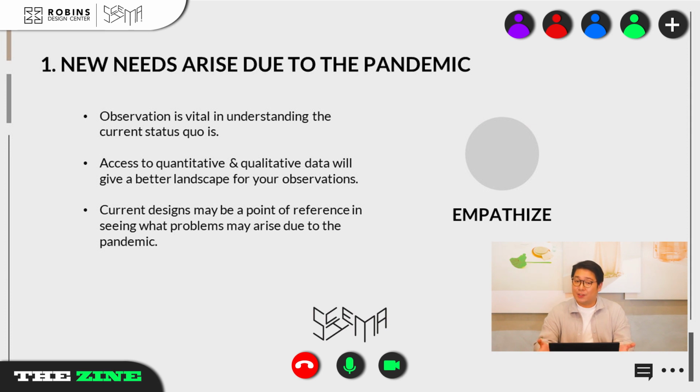Okay, so for our first talking point, new needs will arise due to the pandemic. And to survive, we need to satisfy those needs. We empathize and look at the status quo. What is the current situation? Our references here will be the accessible data that we currently have. These are qualitative or quantitative data that you might have stored. From there, we will then need to feel where the pain point is coming from.